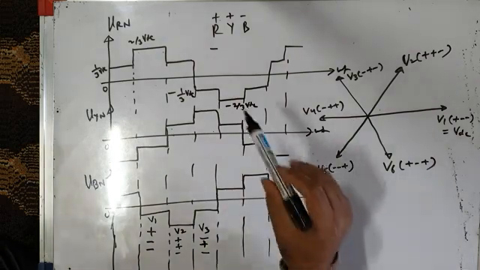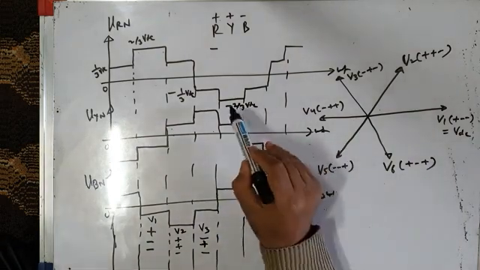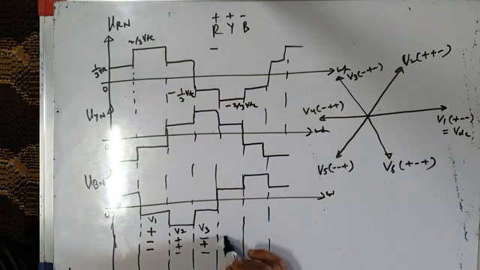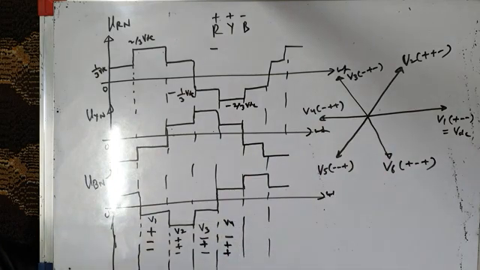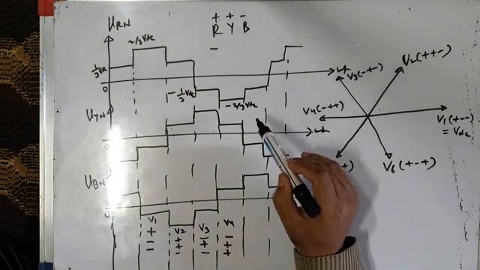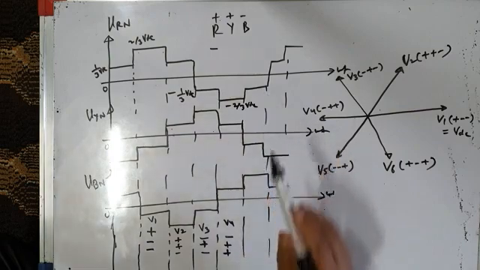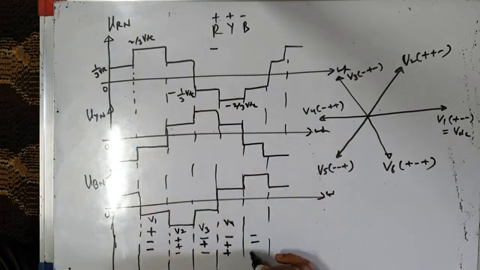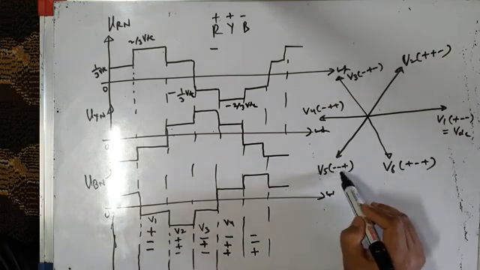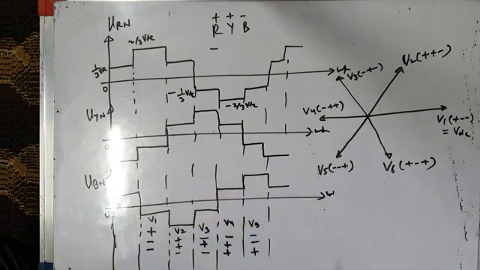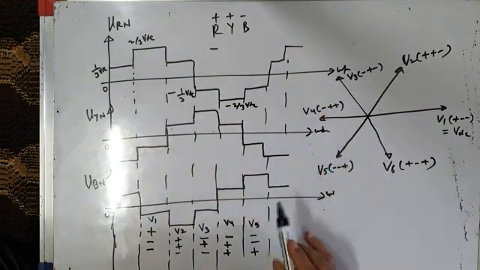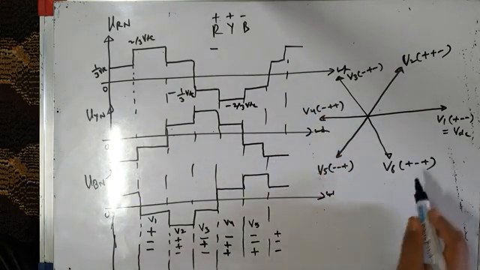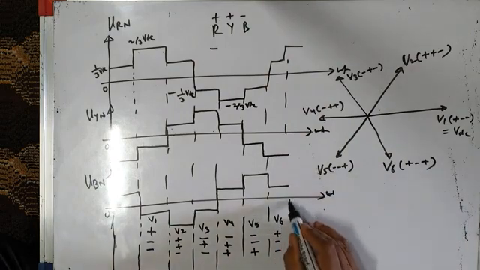After another 60 degrees, the switching state is like this. R is negative, minus. Y and B are both positive. So minus plus plus. So that is the V4 space vector. After another 60 degrees, R phase and Y phase both are negative, but B phase is positive. Minus minus plus, so this is space vector V5. After another 60 degrees, R phase is positive, Y and B phase are negative. Plus minus minus, and that is space vector V6.